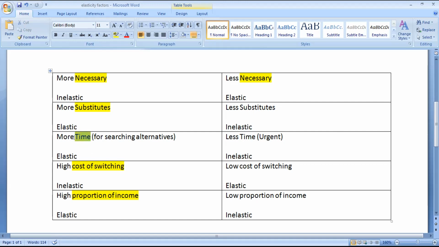Okay. Another factor is time. Cost of switching. Okay, these are not very important. I'll just skip them. Okay, think about this one, proportion of income. This is important. So if you are spending a huge portion of your income on a particular good, it will become more elastic compared to if you're spending a very low portion of your income, then it is inelastic. So let's talk about things that eat up a very small portion of our income.